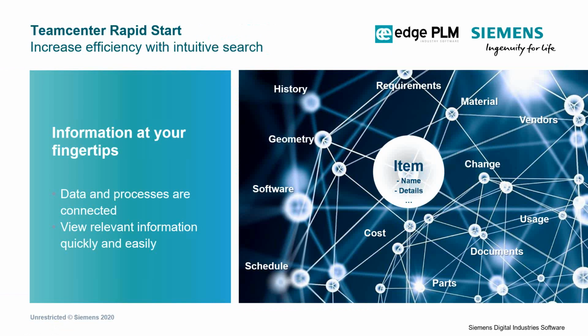And you want to start with intuitive search and being able to find information. We know there's parts and information, and there's a lot of attributes and properties associated with all these objects and things. And we need to be able to find it. And Teamcenter, when you start running it, gives you all that information at your fingertips. Everything ends up being connected, and you can find all the relevant information quickly and easily.